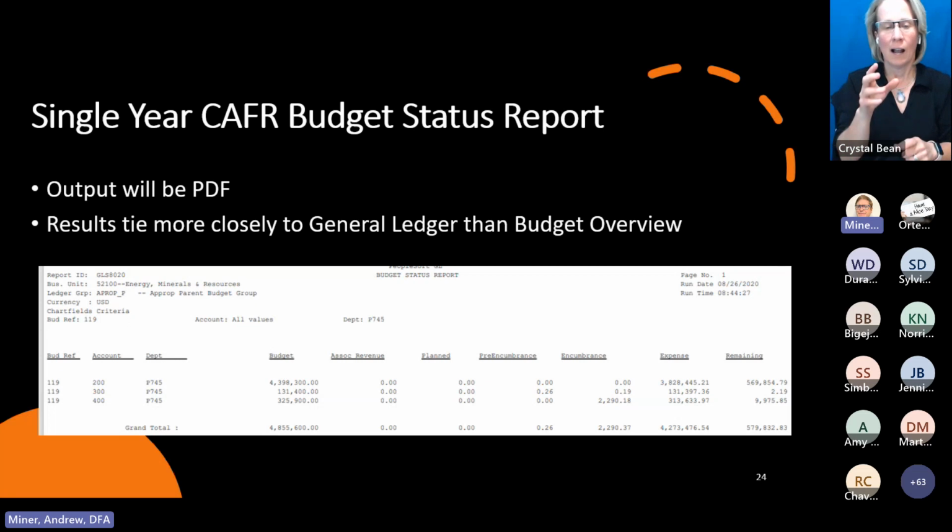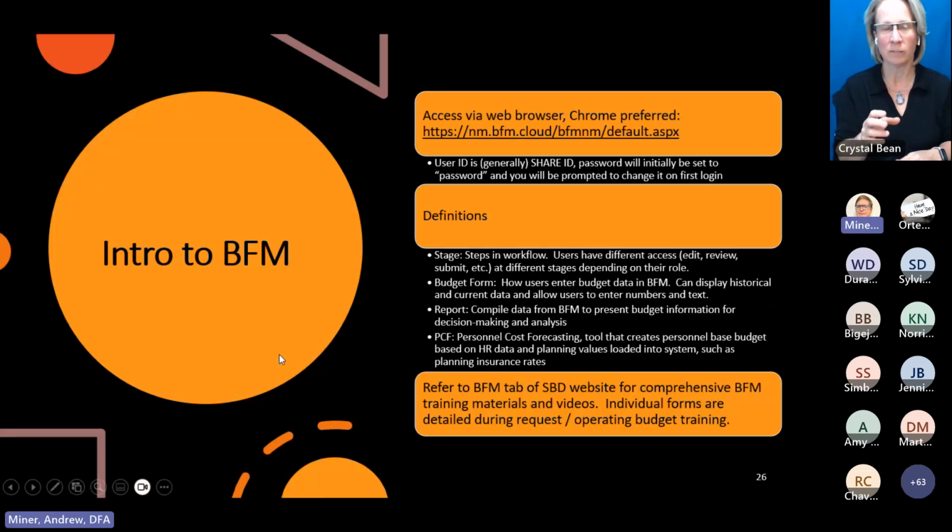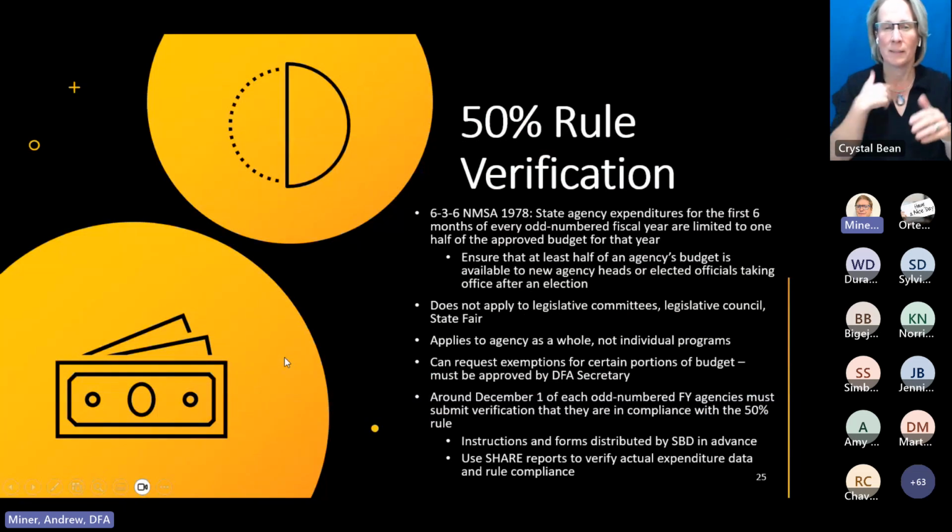So I guess it looks a little bit more official than the budget overview report, although it generates similar information. I'm told that the results do tie more closely to the general ledger than the budget overview. I think it's a little more up to date. So that might be one reason why you would use it, but it's kind of up to you. If you want it in this format, use this report. Okay, so those are the three reports. Let me talk about this, and then I'll go show a couple of them to you.